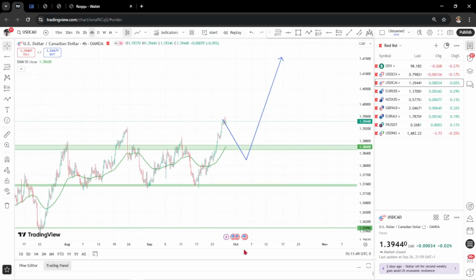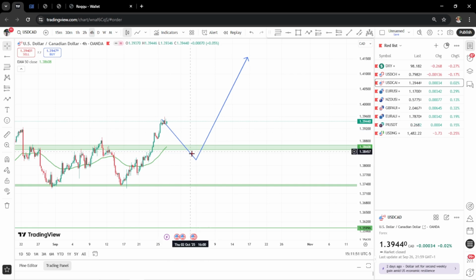So I normally wait for a chart pattern to form, maybe a small head and shoulders pattern that will form around this area. I must see that bullish momentum around this area, a chart pattern showing that the market wants to rally all the way to the upside. So this is it for USD CAD.